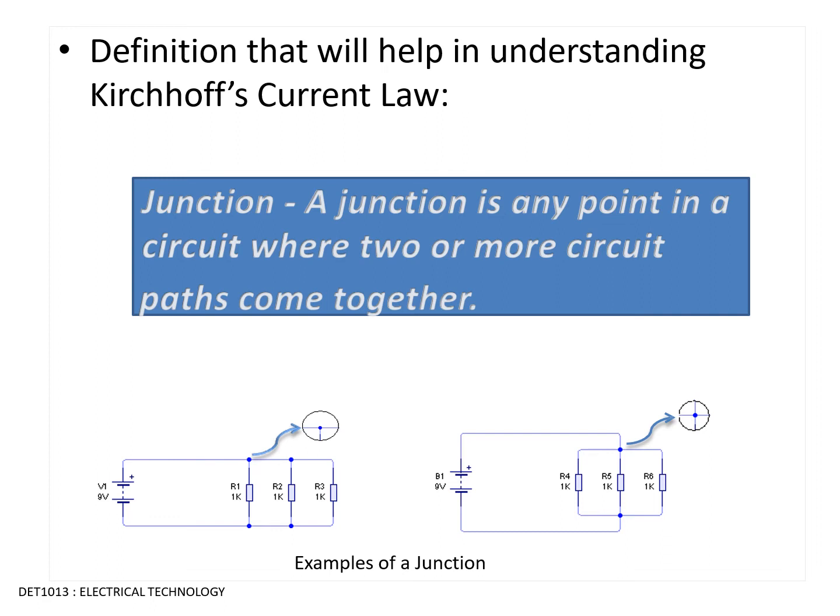Before going to the current law, you must know that it is describing a junction. What is a junction? A junction is any point in a circuit where two or more circuit paths come together. A junction is a point in a circuit, so we are speaking about circuits, where two or more circuit paths are meeting together.